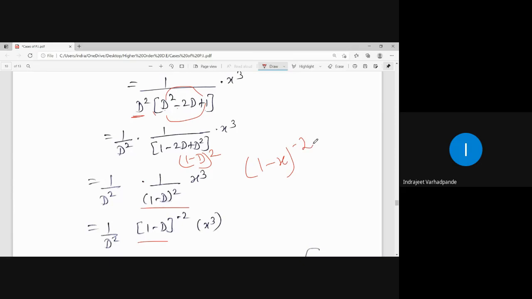What is the binomial expansion for (1 minus x) to the power minus 2? 1 plus 2x plus 3x square plus 4x cube. Yeah, all the terms are positive, and go on adding the coefficients as 2, 3, 4, and so on.